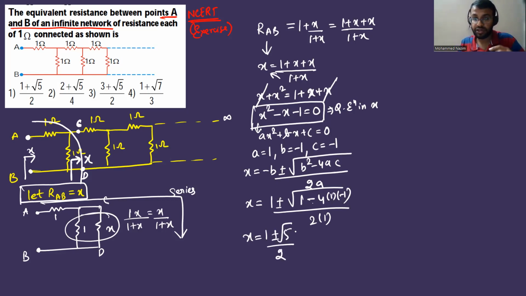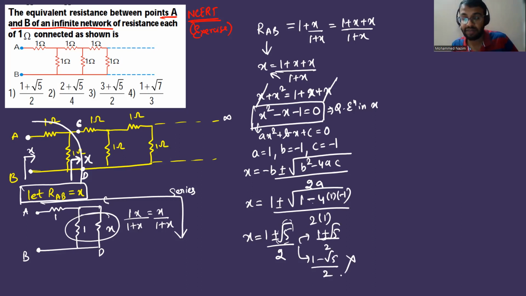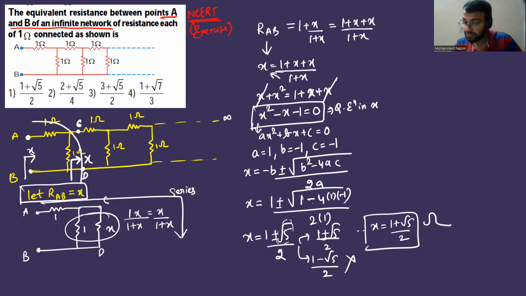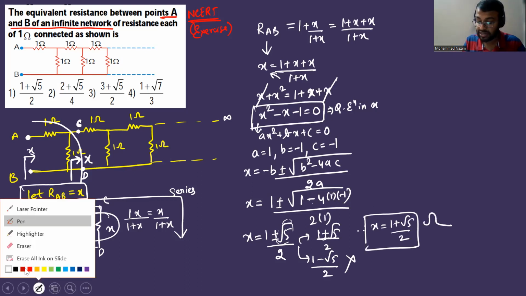So root 5 is more than 2 because root 4 is 2. So this value, 1 plus root 5 by 2, and then you have 1 minus root 5 by 2. This value will be discarded because X you will get negative. 1 minus root 5 will be negative value, and resistance cannot be negative. So we will discard this. So what is the resistance? Therefore, the resistance is equal to 1 plus root 5 divided by 2 ohms. This is the value. So infinite ladder network should be solved in this manner only.